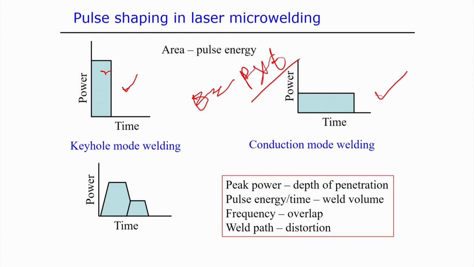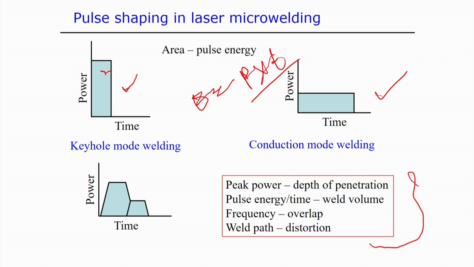So the shape of the pulse, in general, has some influence on laser material processing. First, if we see the peak power, if peak power is very high, that probably mainly controls the depth of penetration.